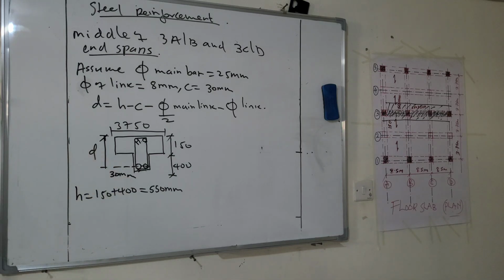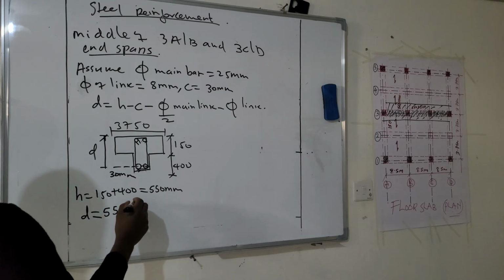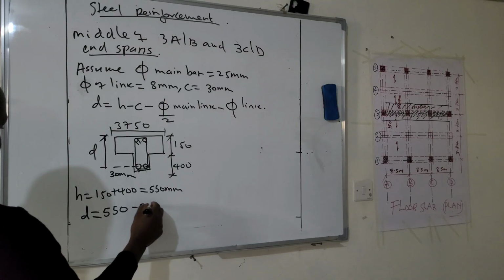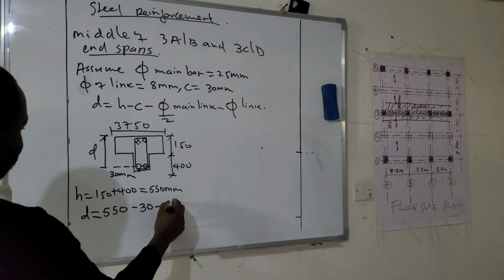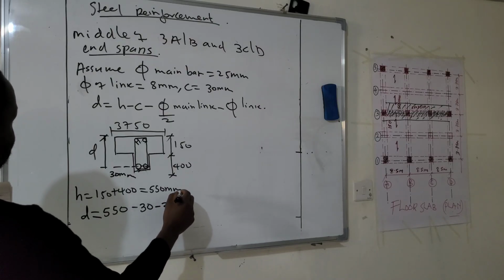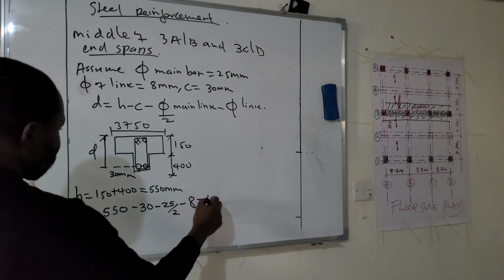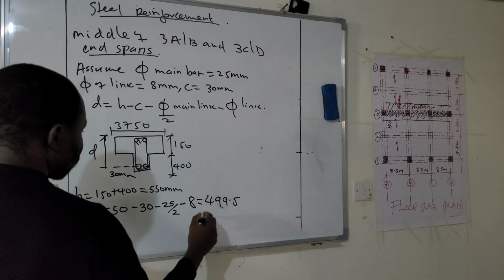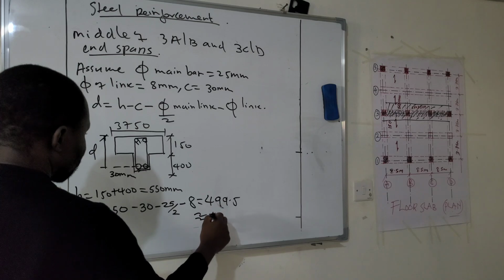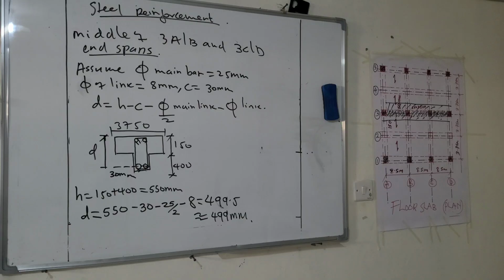So you have the link. So it means D is equal to 550 minus cover, which is 30, minus half of main bar, which is 25 over 2, minus diameter of the link, which is 8. So this one is equal to 499.5. So let's say it's 499. So that is our D.